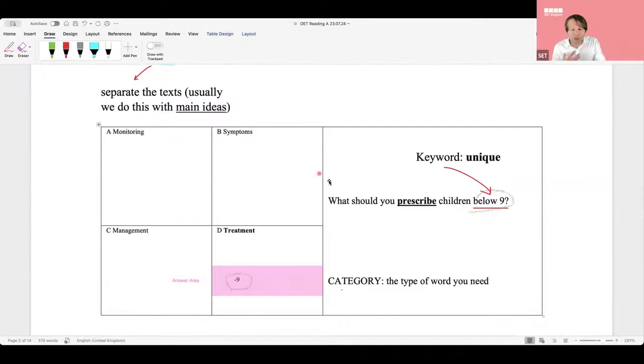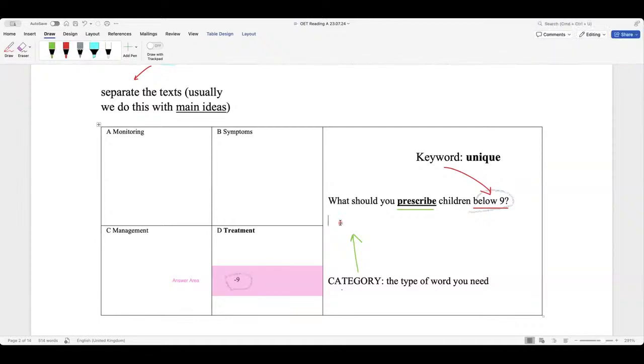So guys, one thing that I always emphasize, I don't know about other schools, but I think this is really, really, really helpful, okay? Before you find this, you think about what category of information do I need to find, okay? So here, prescribe. Guys, what's the category? What type of word do I need? Medication. Medicine.